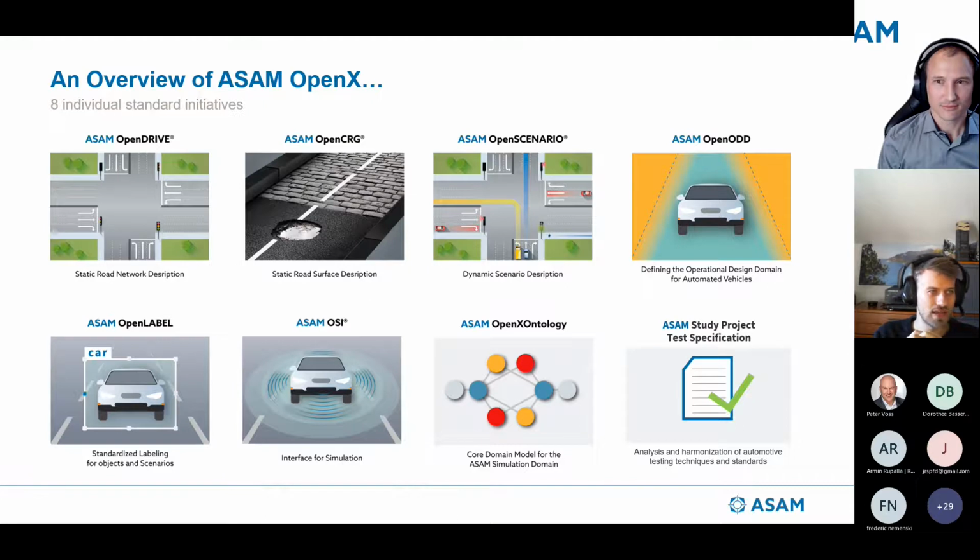OpenDRIVE is a standard to describe the static road network, letting you describe the semantics of roads. It gives no details about how to visualize the road network, but rather how the geometry is, where the signals are, and what routes you can take. Then we have OpenCRG, a binary format especially used for vehicle dynamics simulation, letting you define elevation values or friction values for road surfaces. And obviously you can combine OpenDRIVE and OpenCRG together, a use case I will show later.